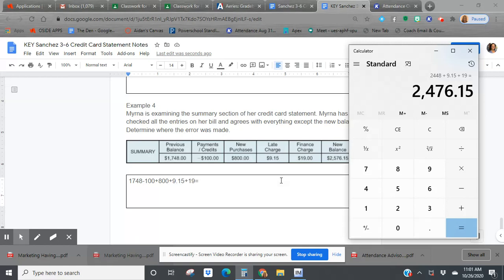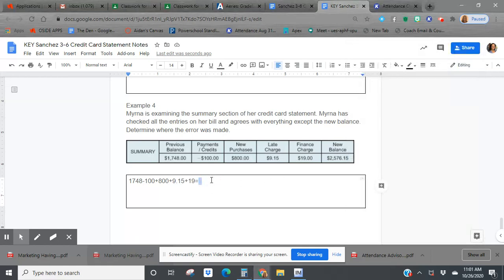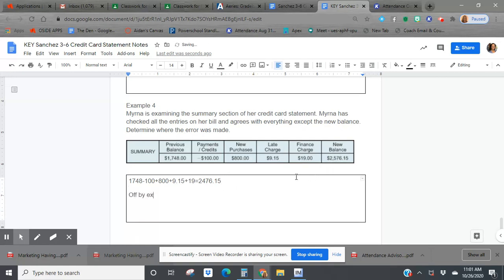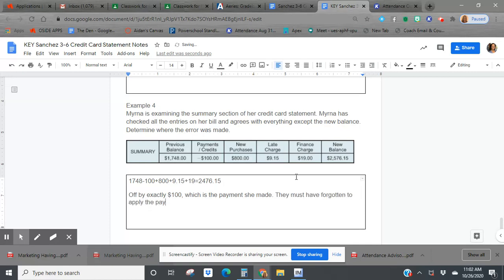So $2476.15. And so since it says her balance is $2576.15, it's off by exactly $100, which is the payment she made. They must have forgotten to apply the payment of $100 to her balance.